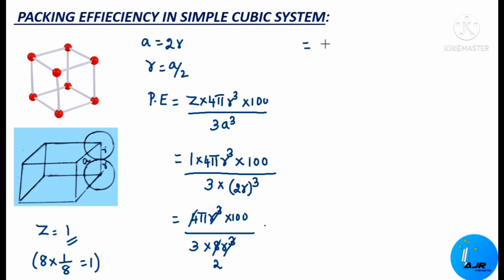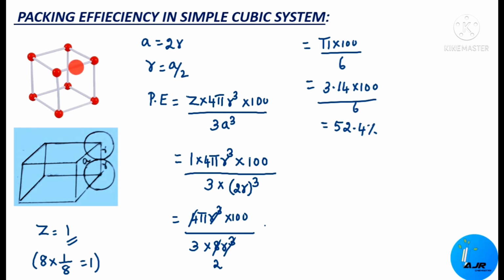Now that's equal to packing efficiency is equal to pi into 100 divided by 6. Is it not? So what is pi value? It is 3.14 into 100 divided by 6. So that's equal to 52.4 percentage. Understood, students? So hence the percentage of space occupied in this unit cell is 52.4 percentage.